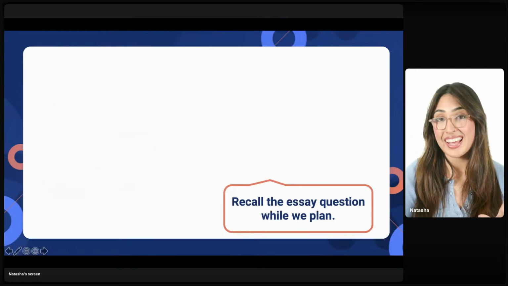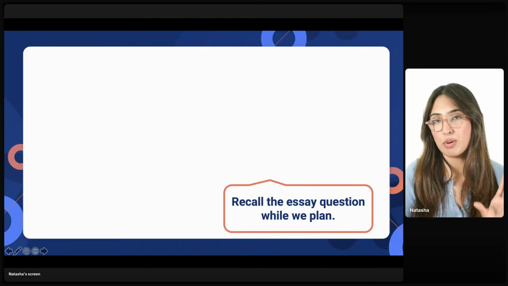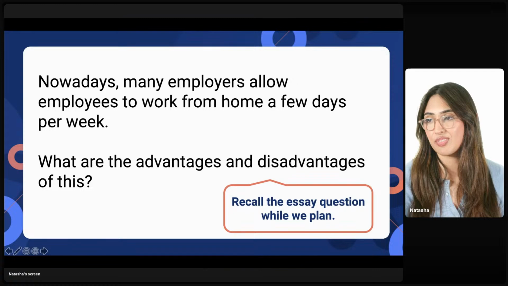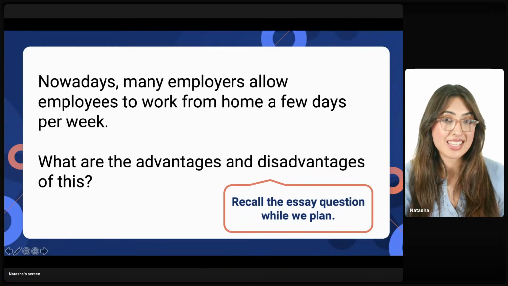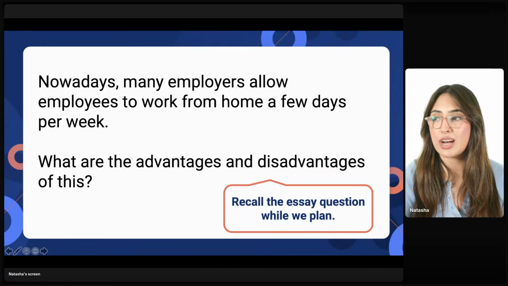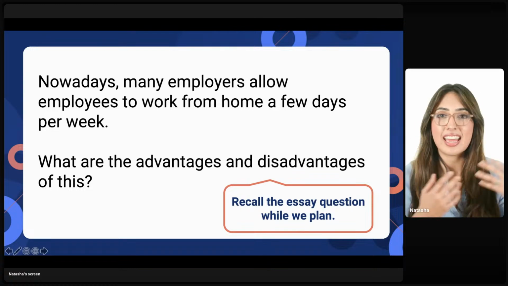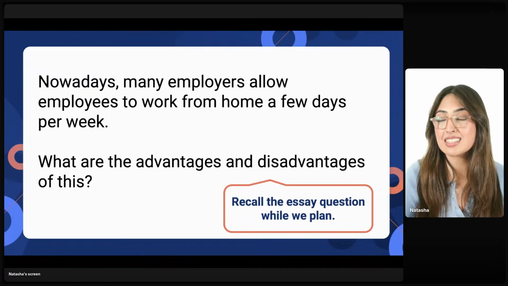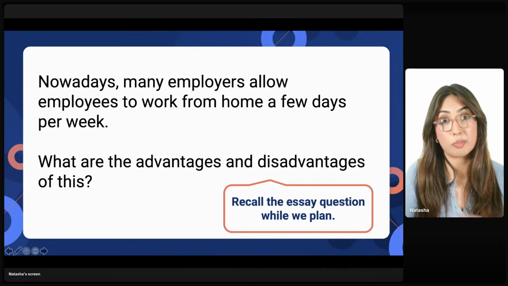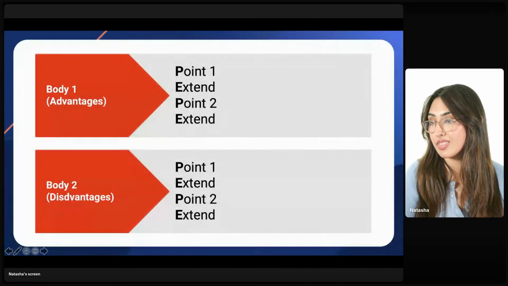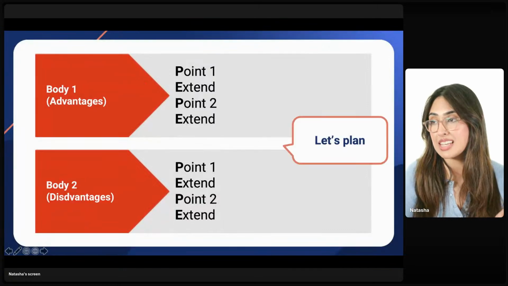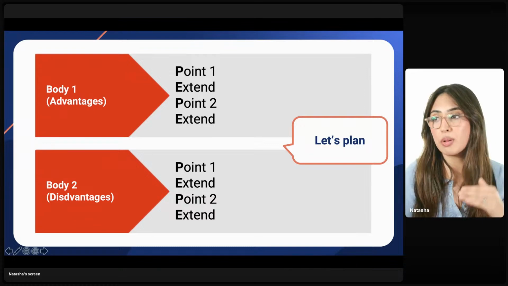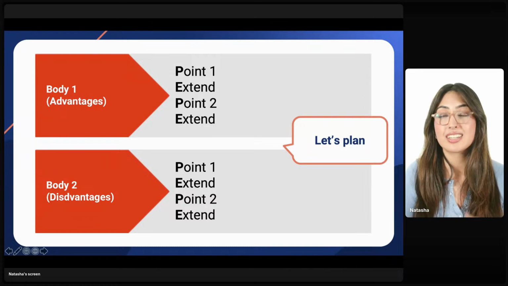Now, we are ready to plan. And before we do, let's recall the essay question while we plan. Remember that our essay prompt is asking us to outline the advantages and disadvantages of working from home. So that is exactly what we need to do when we're planning now. We're going to follow this same structure. It's time to plan, and we're going to use this double idea paragraph structure to help us plan.